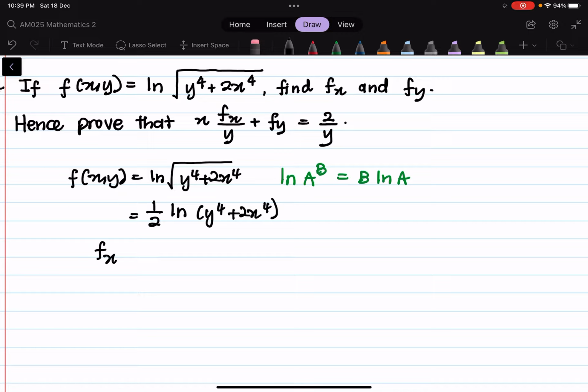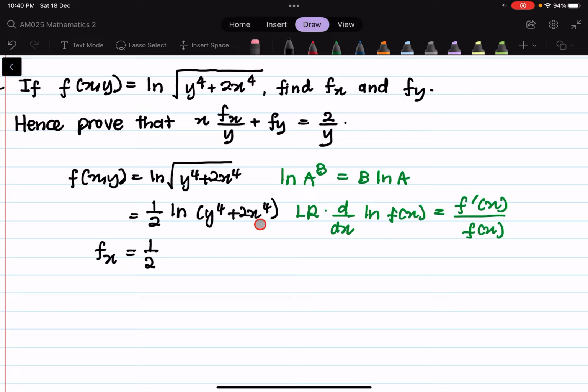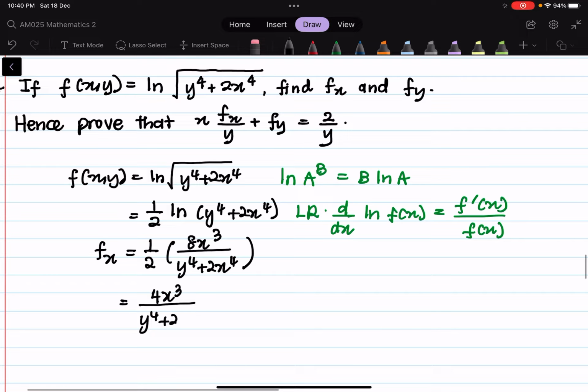Let us find f sub x. The log rule is, if we have ln f(x), we can differentiate it as f prime x divided by f(x). So for f sub x, write down the constant 1 over 2, then differentiate ln of y to the power 4 plus 2x to the power 4 with respect to x. We're going to get 8x to the power of 3 divided by y to the power 4 plus 2x to the power of 4. Let us simplify. 1 over 2 times 8x to the power of 3, we're going to get 4x to the power of 3 divided by y to the power of 4 plus 2x to the power of 4.